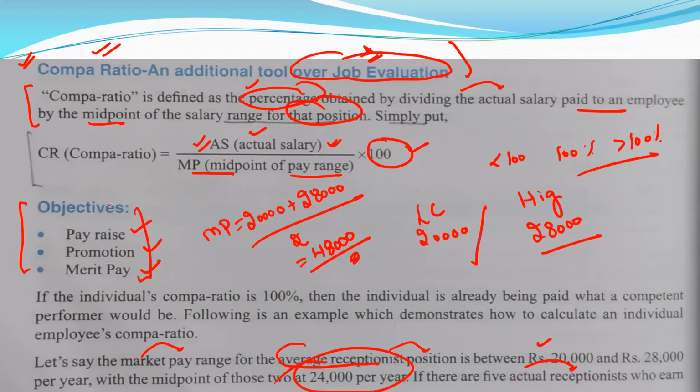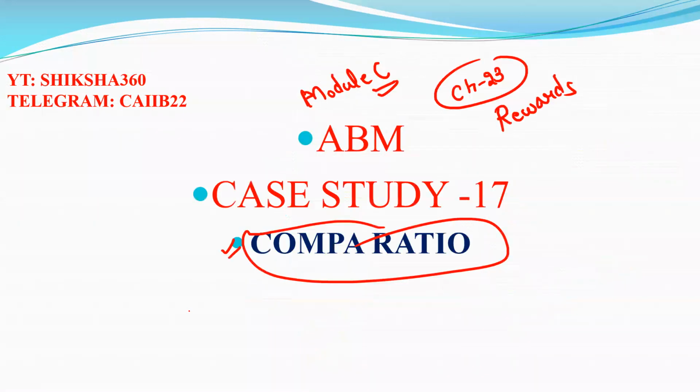So I request all of you to go through the video once again, and remember the objectives of the Compa ratio. Basically, they are for the pay raise, for the promotion, and for the merit pay. Hope this case study helps you to understand this concept.